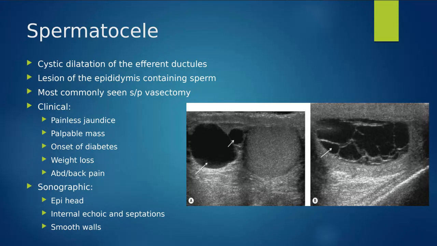So on ultrasound, we are going to see these located at the epididymal head, of course, because it is something abnormal with those efferent ductules. They could potentially have internal echoes and septations, as we are seeing in both of these examples here. And they typically are going to have nice, smooth walls. So these are benign conditions, but as we previously just discussed, they could have some more severe associated clinical symptoms.